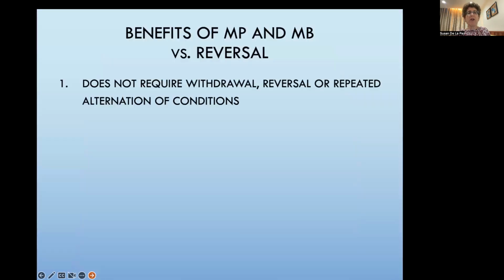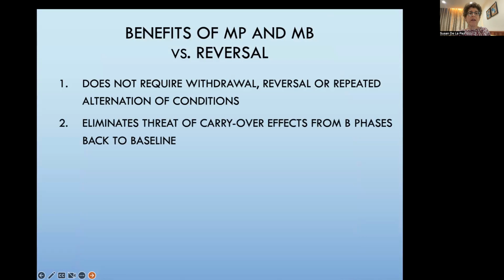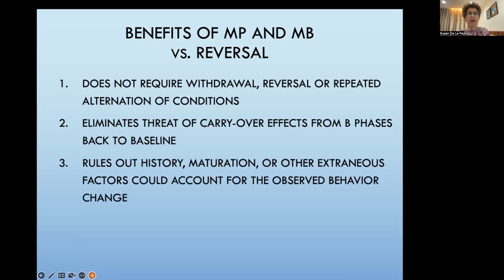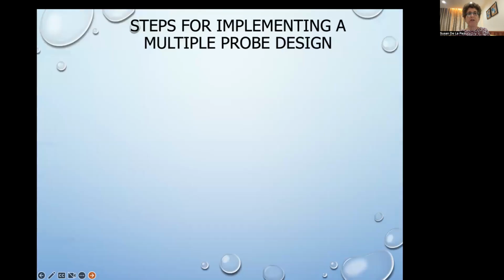So the benefits are you don't need withdrawal or reversal. You don't need to alternate the conditions. It eliminates the threat of carryover from the B phase back to the baseline, rules out history, maturation, or other extraneous factors that could account for the observed change.